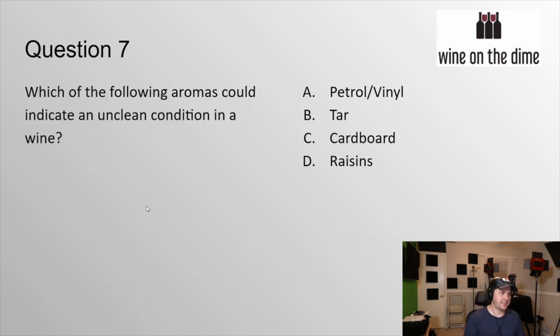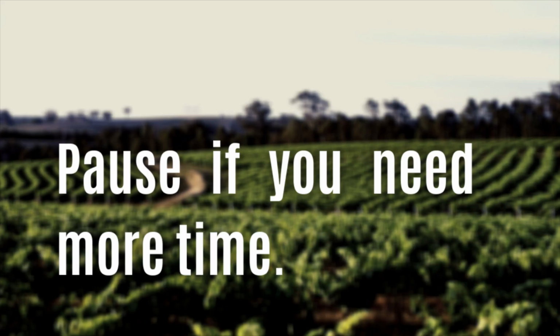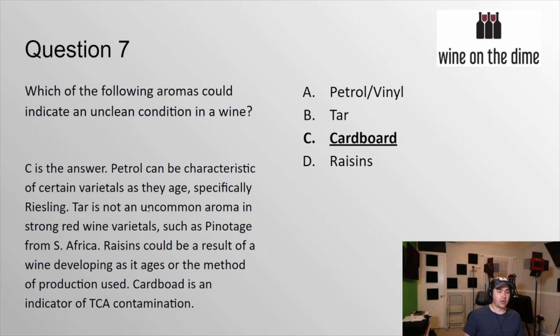All right, so question number 7. Which of the following aromas could indicate an unclean condition in a wine? A, petrol/vinyl, B, tar, C, cardboard, D, raisins. Pause if you need more time. All right, so the answer to this is cardboard.